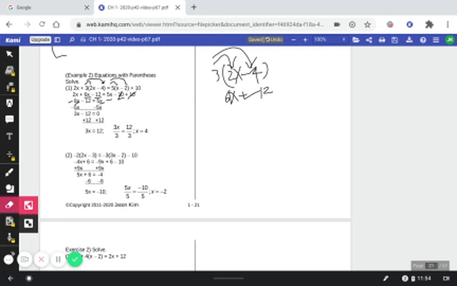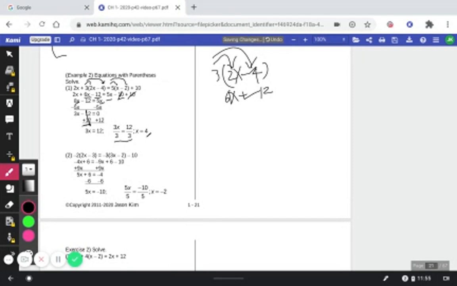So you end up with 3x minus 12 equals 0. Once you have 3x minus 12 equals 0, you add 12 on both sides to get rid of negative 12 here. And then 3x, this 12 cancels out. 3x equals 12. Divide both sides by 3. x becomes 4. Okay, so that's your final answer.